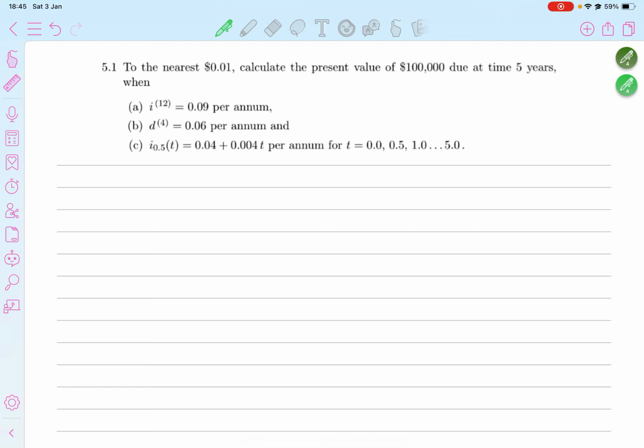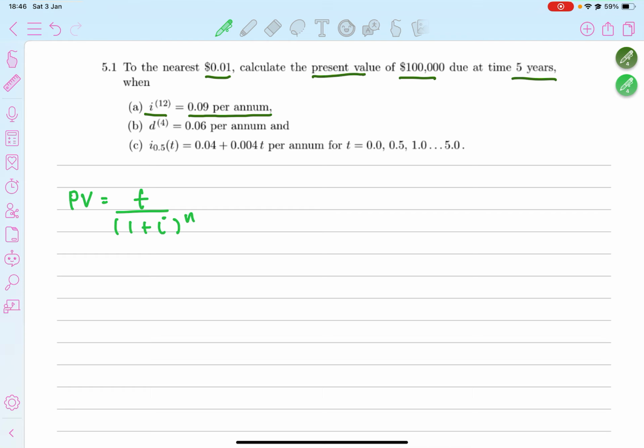Okay, so this is week 3. Our first question is, to the nearest cent, calculate the PV of 100,000 due in 5 years' time, when the nominal rate compounded over 12 months is 0.09 per annum. So, as we know, PV is equal to the future value over 1 plus i to the number of years discount.